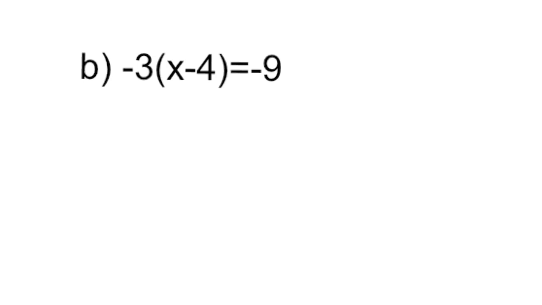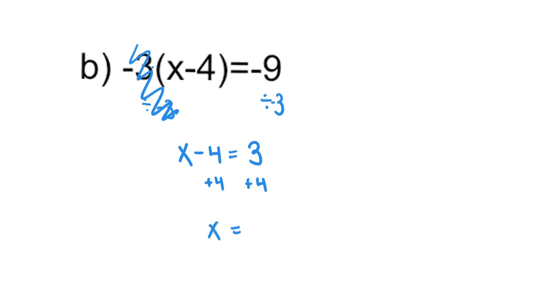The next problem, B, we need to get rid of the parentheses first. So right now my parentheses are being multiplied by -3. So the easiest thing is to divide both sides by -3. That cancels that -3 out and we are left with x minus 4. And then -9 divided by -3 is 3. Then the last thing is we need to get rid of the subtraction. So here I am subtracting 4. The opposite of subtracting 4 is adding 4. So I'm going to add 4 to both sides. That gets rid of that 4, and we are left with 7.